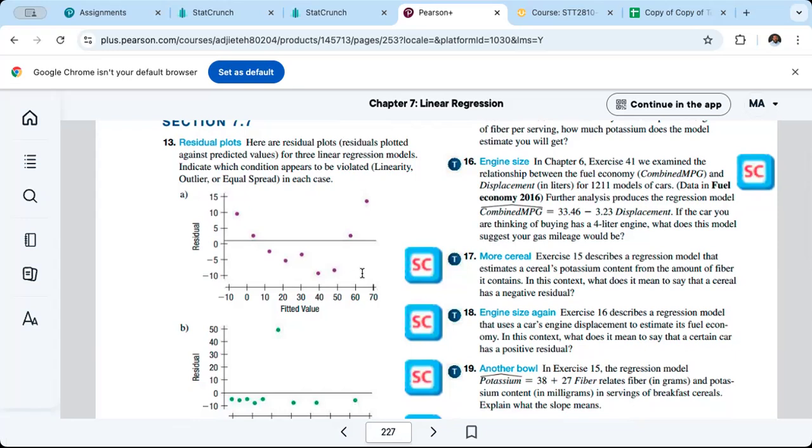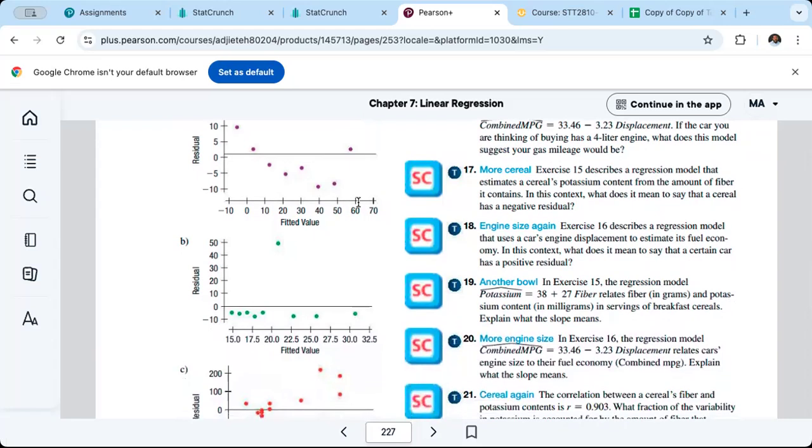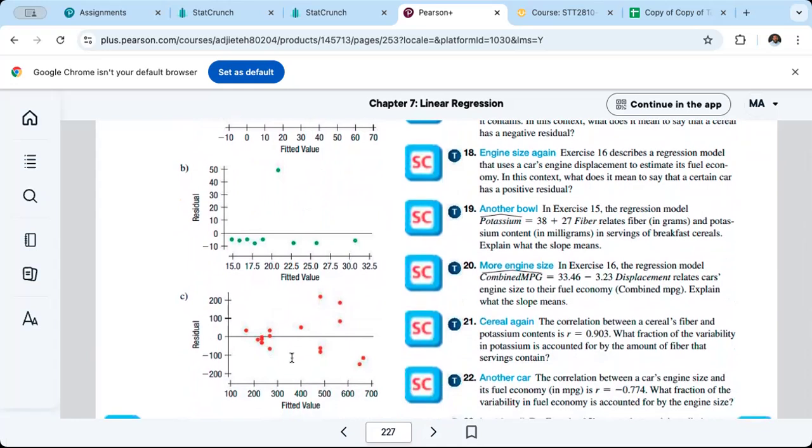So when you look at the first one here, you can see that it violates linearity. Is that okay? Because you can see from here. Let's get to the second one. Which condition do you think it violated? Outlier, right? Because of this point here. How about this one here? Equal spread. The spread has to be equal. So you can see it has also violated the equal spread. Does that make sense?